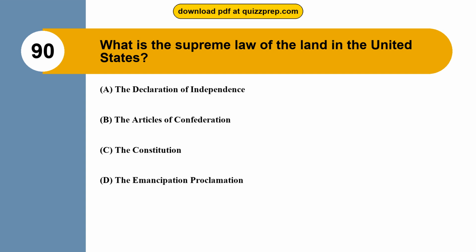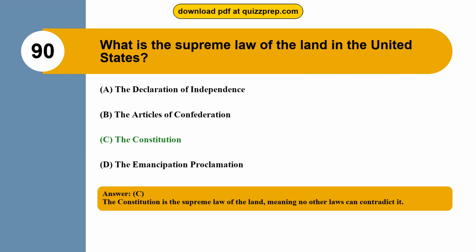Question 90. What is the supreme law of the land in the United States? Option A, the Declaration of Independence. Option B, the Articles of Confederation. Option C, the Constitution. Option D, the Emancipation Proclamation. The correct answer is option C, the Constitution. The Constitution is the supreme law of the land, meaning no other laws can contradict it.